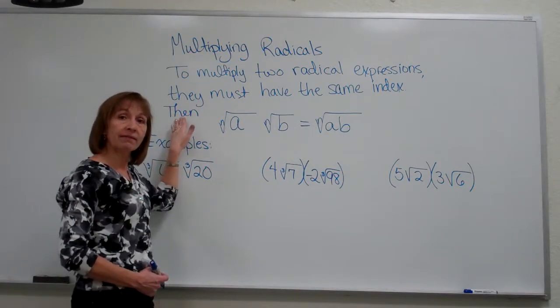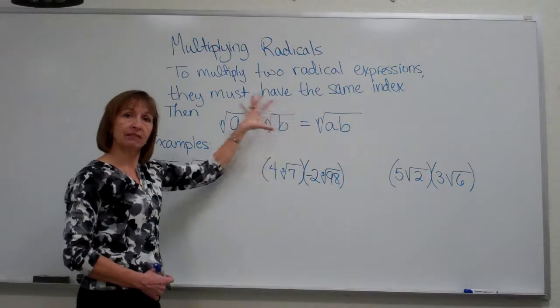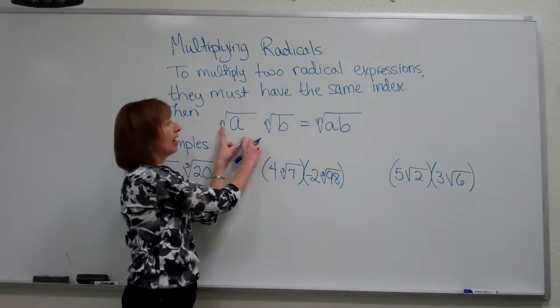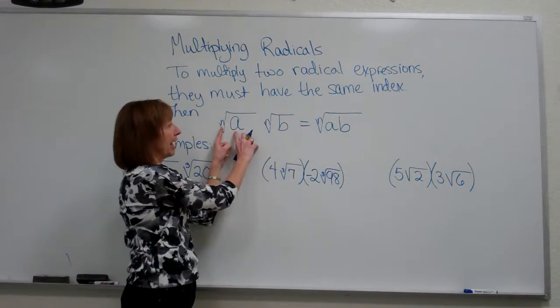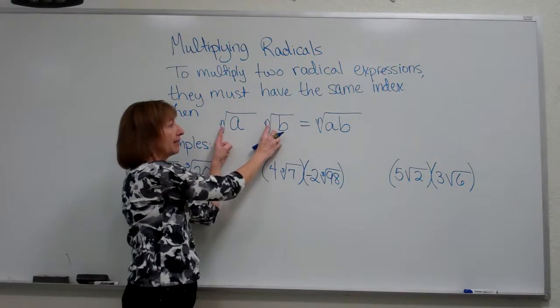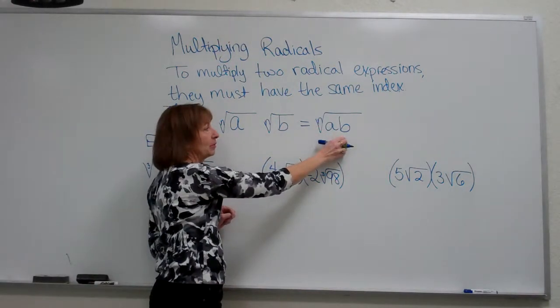Now, if they do have the same index, the way we carry out the multiplication of the individual radical expressions is that we have our nth root of A and our nth root of B, and if we're asked to multiply these together and they have the same index, here the index is n, then that's equal to the nth root of A times B.